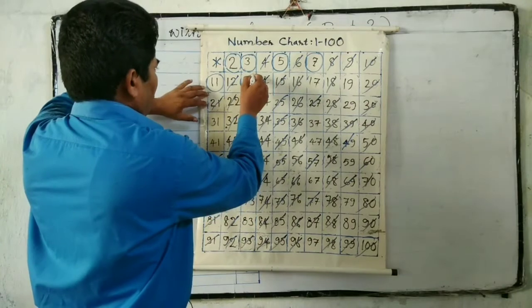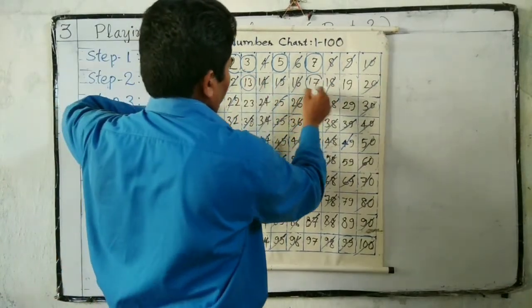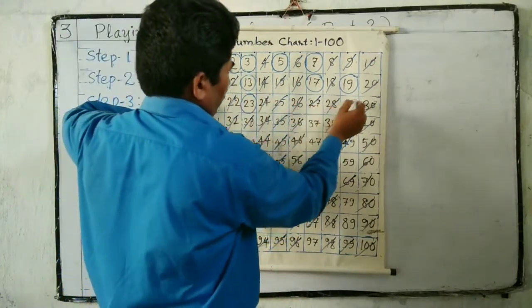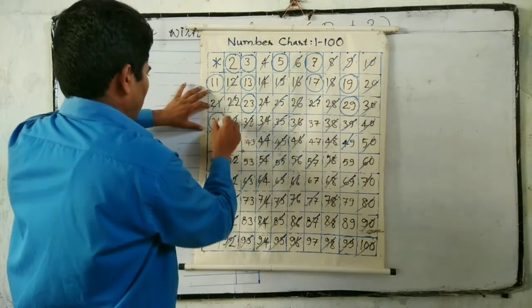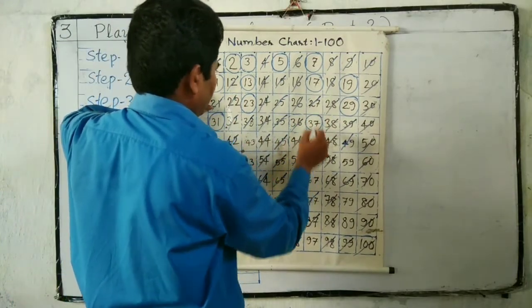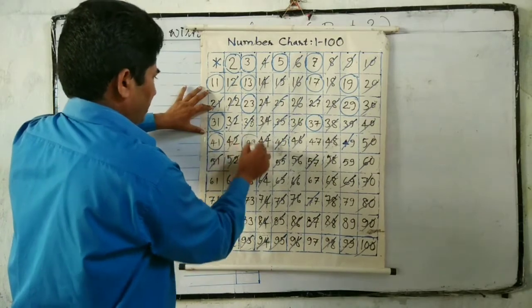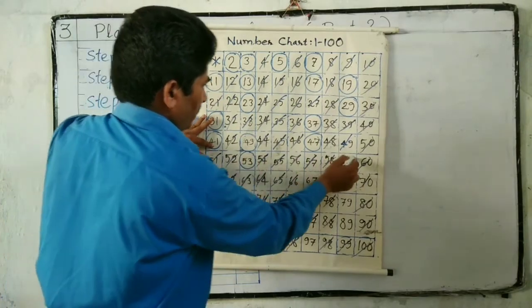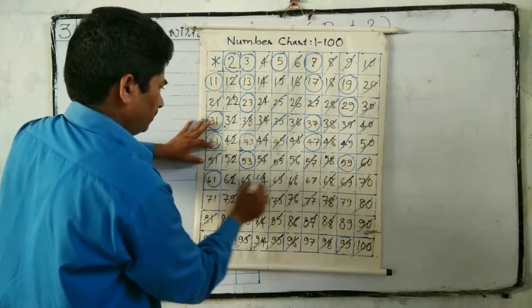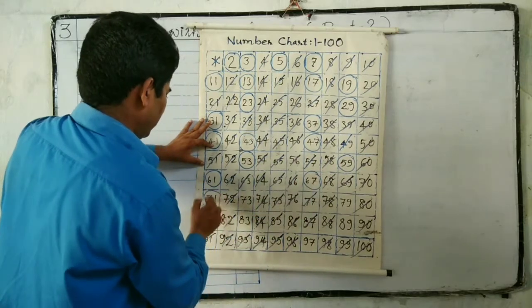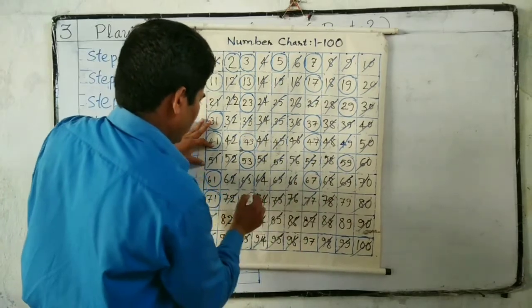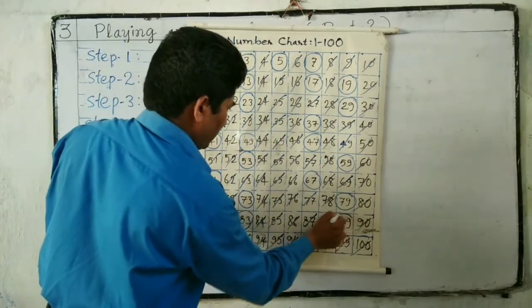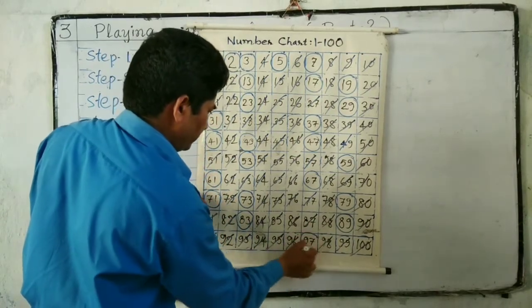So next, 13, 17, 19, 23, 29, 31, 37, 41, 43, 47, 53, 59, 61, 67, 71, 73, 79, 83, 89, 97.